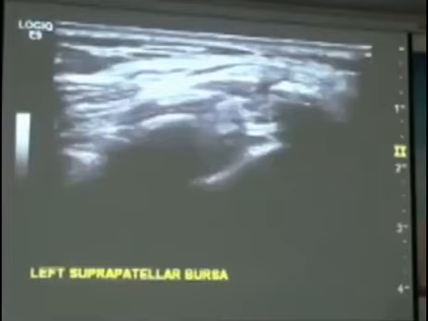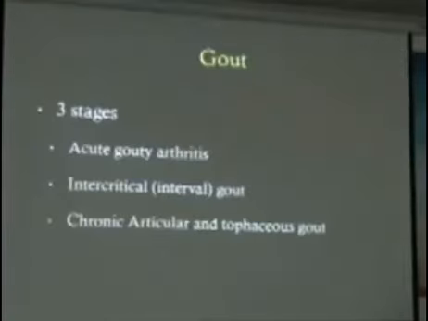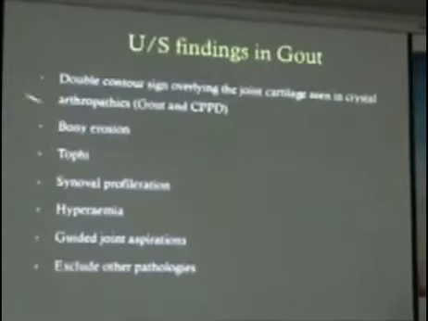As I said earlier, you see a lot more gout in Vietnam than what we do in Australia. But there's three stages to gout. And as I said earlier, we rely on the double contour sign. We can see bony erosions and tophi.